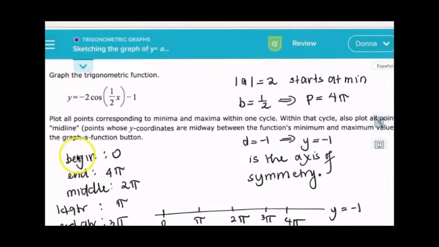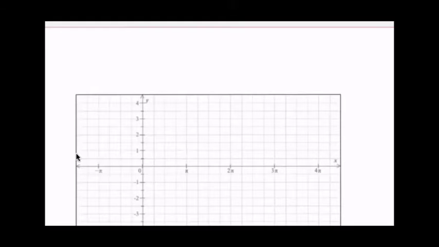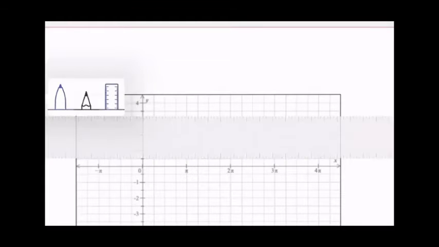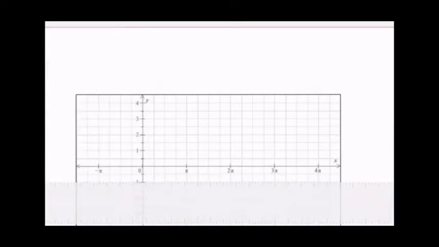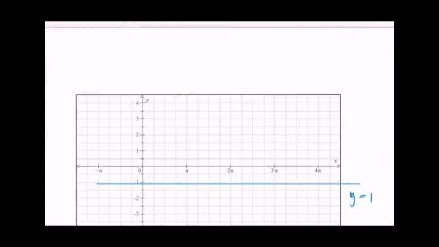So let's capture that in this next screen. Here's the graph, and I'm going to use my ruler tool to draw a horizontal line at y equal to -1. And so that's going to be my new axis of symmetry. I'll change the color, and that's y equal to -1. And then remember, it crosses at the beginning, middle, and end, but now I'm not going to be on the x-axis where I would go from 0 to 4 pi, that's the end, then the middle, and then the quarter points. Now I'm going to draw those on the line y equal to -1. Let me write that negative there.